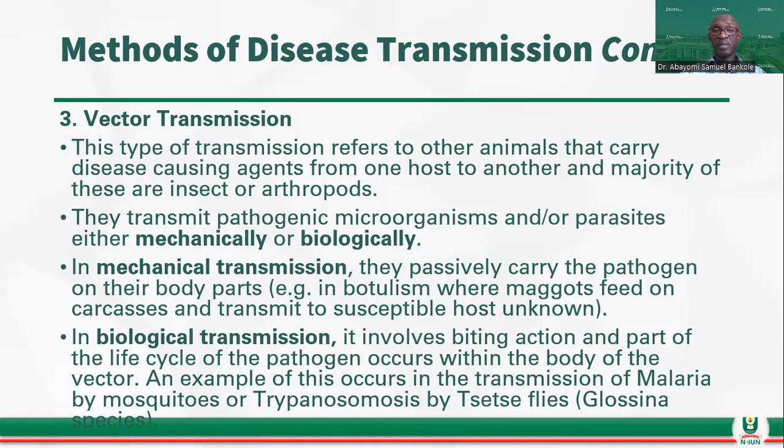Now, in mechanical vector transmission, they passively carry the pathogen on their body parts. That is, for example, in botulism, where maggots feed on carcasses and transmit the disease to susceptible hosts. Now, in biological transmission, on the other hand, this happens by biting action or part of the life cycle of the pathogen occurring within the body of the vector. Examples of this occur in transmission of malaria by mosquito or trypanosomiasis by tsetse fly.